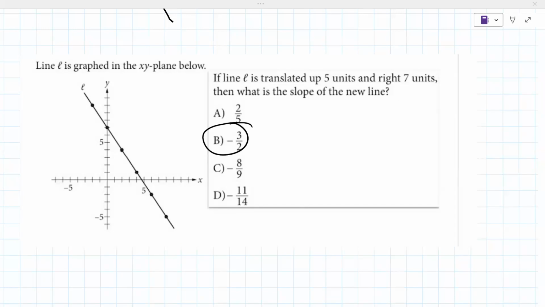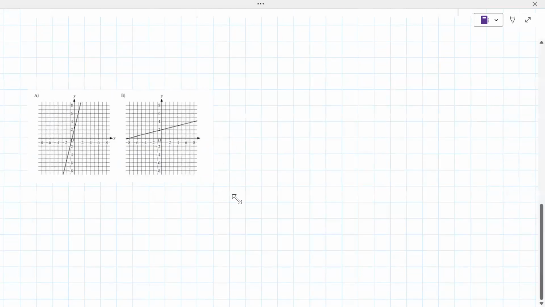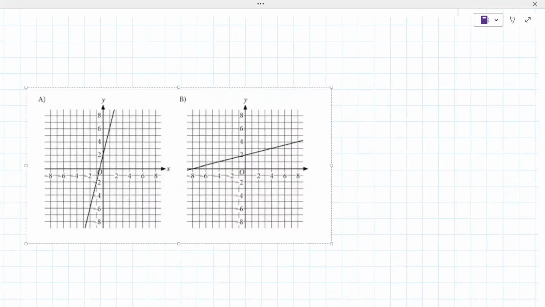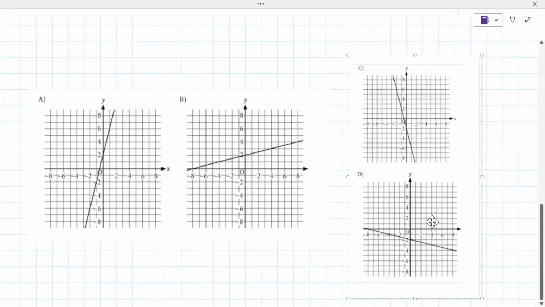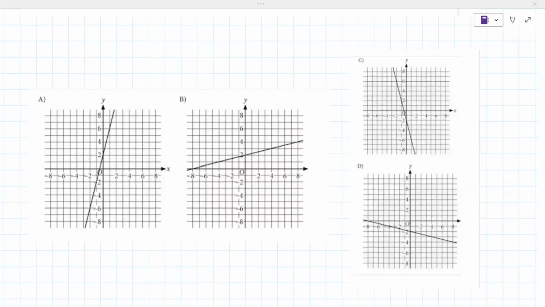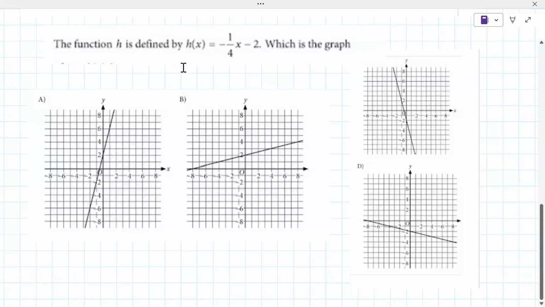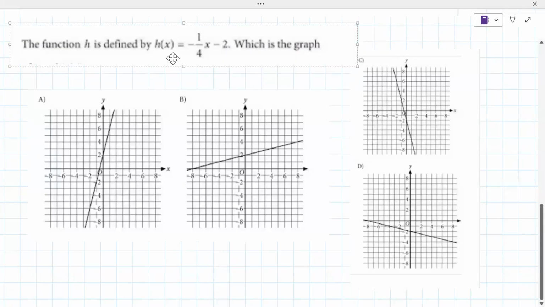All right, so give me a moment here. I gotta snip in these graphs. All the graphs first. All right, so here's 2 graphs. I'm gonna put 2 more graphs in front of you, and then I'm gonna put the actual question up. So this one says the function h is defined by h of x equals -1/4 x minus 2.